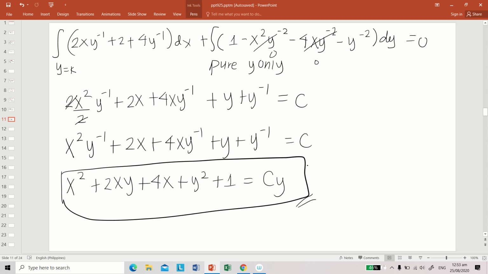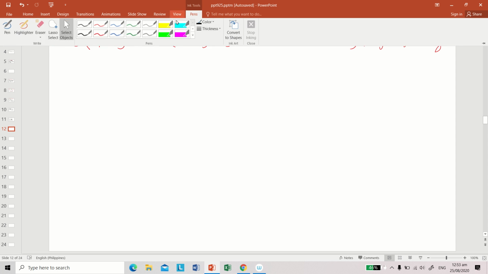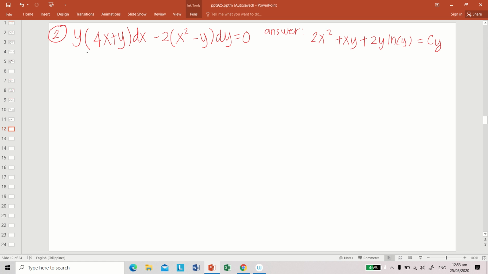So now let's try our second example. Our second example is we are given y quantity 4x plus y, quantity dx, minus 2 quantity x squared minus y, dy is equal to 0. The first thing we should do is distribute all the terms. So we're going to have 4xy plus y squared, quantity dx, plus, we're going to distribute this, so it's going to be negative 2x squared plus 2y, dy is equal to 0.